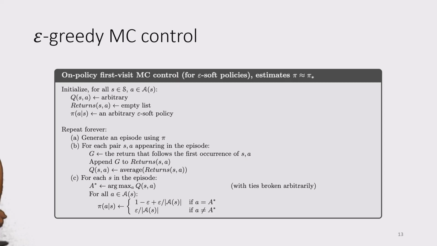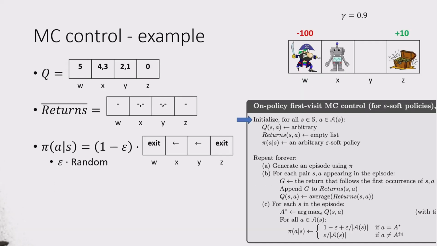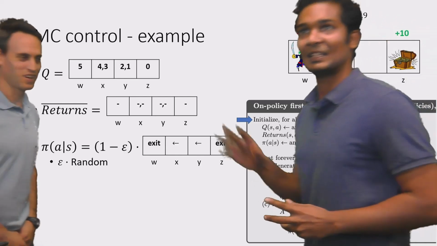Okay, so let's see a running example of this algorithm, just to see that we understand what's going on. I'm going to ask Vav to guide us through the running example. Do you want to start? I'll help you.